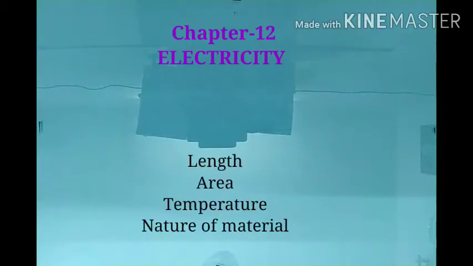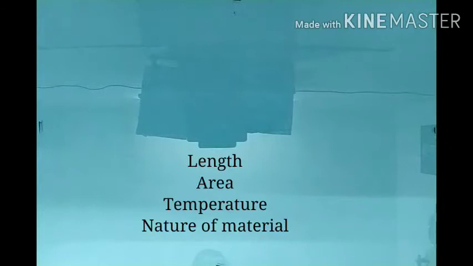Previously we have done the factors affecting the resistance, and we saw that it depends on length, area, temperature and nature of a material. And we discussed the new term, that is resistivity. So what is resistivity? It is a nature of a material.